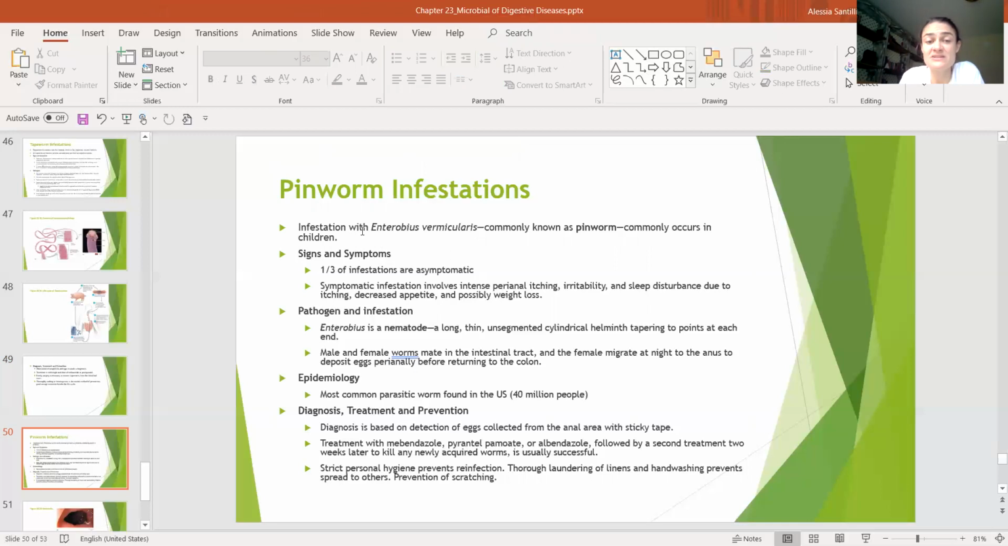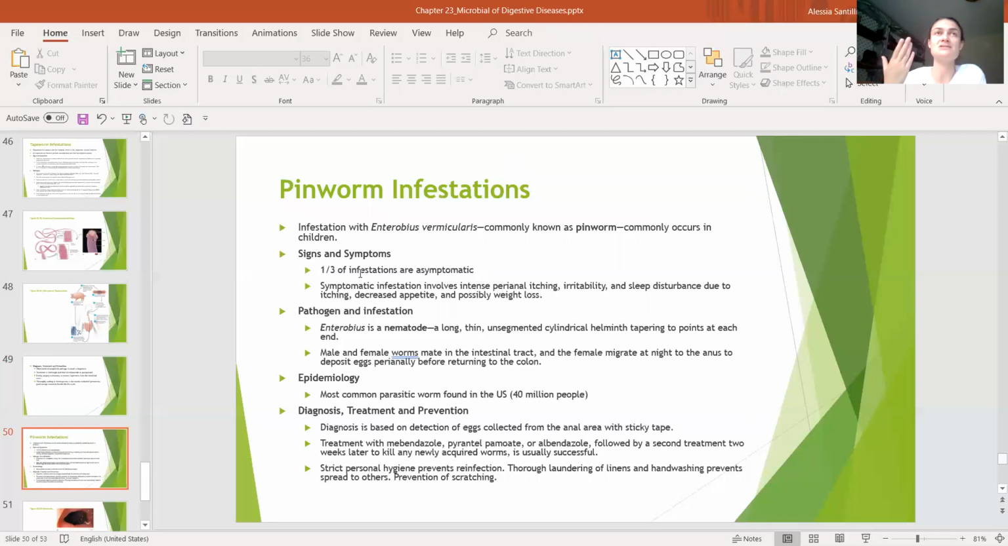It's the infestation with a specific pinworm. The Latin name is Enterobius vermicularis. This is also known as the pinworm, and it commonly occurs in children. A third of the infestations are asymptomatic. However, if you do have symptoms, it's mostly just perianal itching.